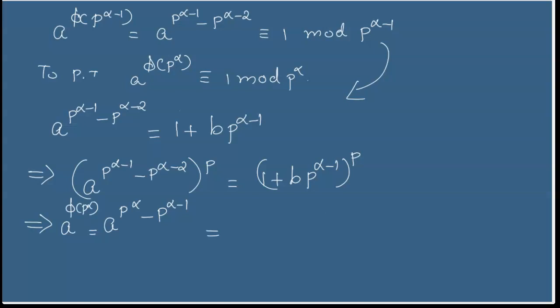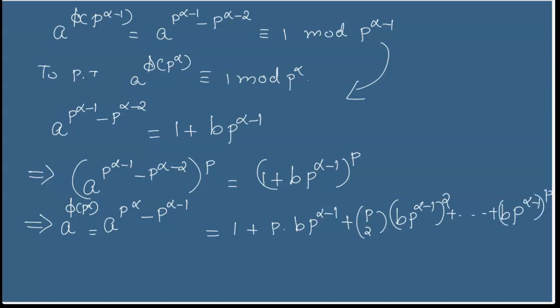The right hand side can be expanded using the binomial theorem as 1 plus P into B into P raised to alpha minus 1, plus PC2 into the square of B into P raised to alpha minus 1, and so on, up to B into P raised to alpha minus 1 whole raised to P. We can see that the second term onwards are terms containing P raised to alpha. So this can be considered as 1 plus a multiple of P raised to alpha.